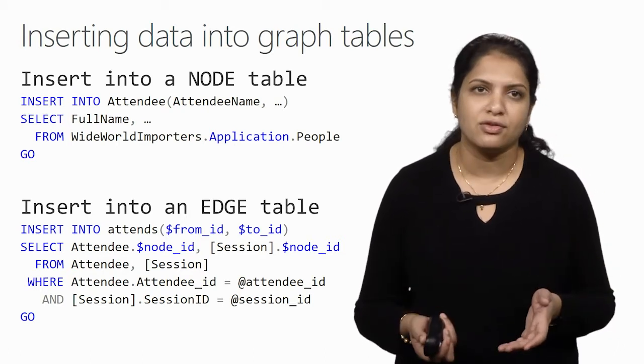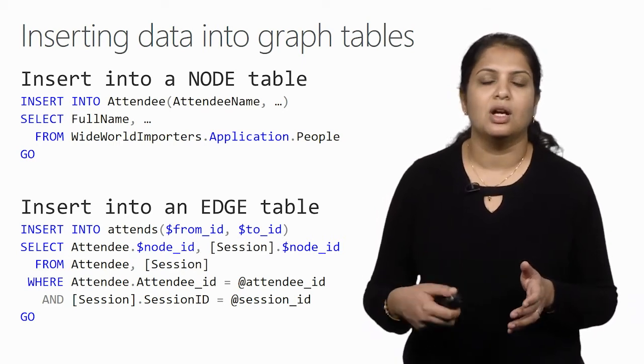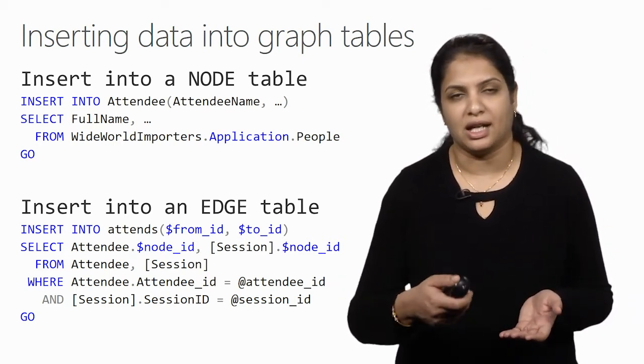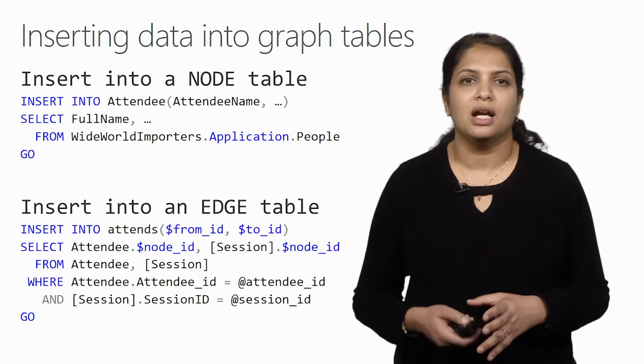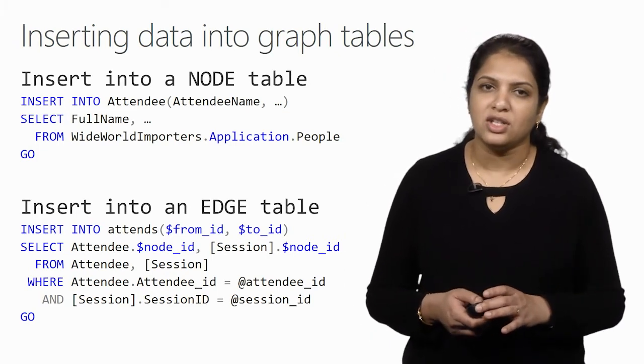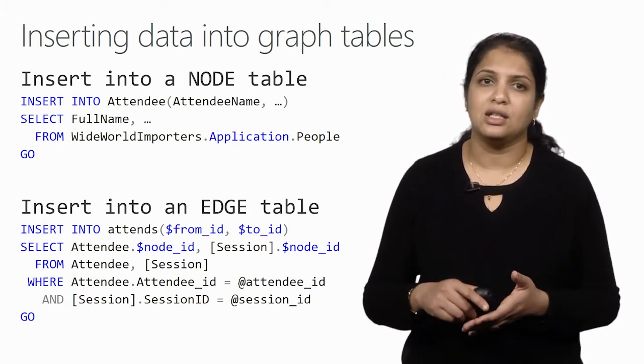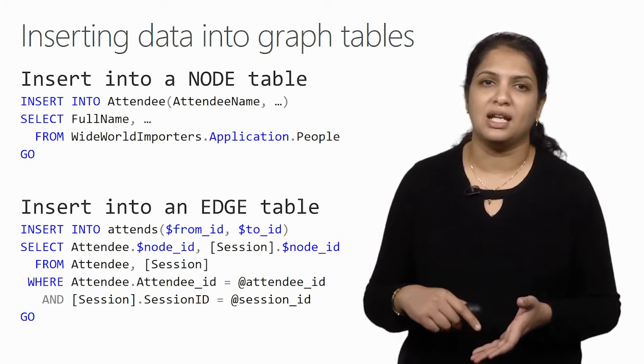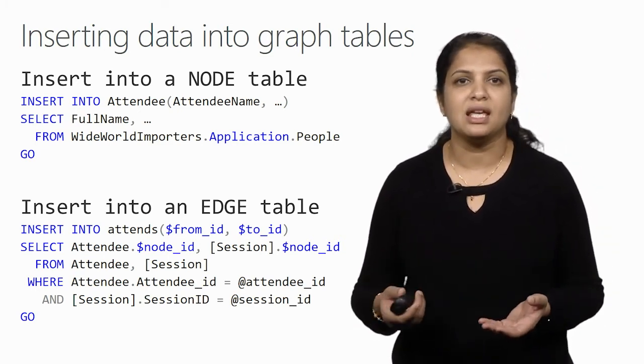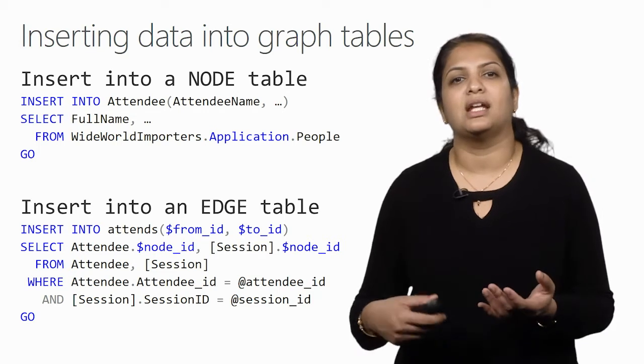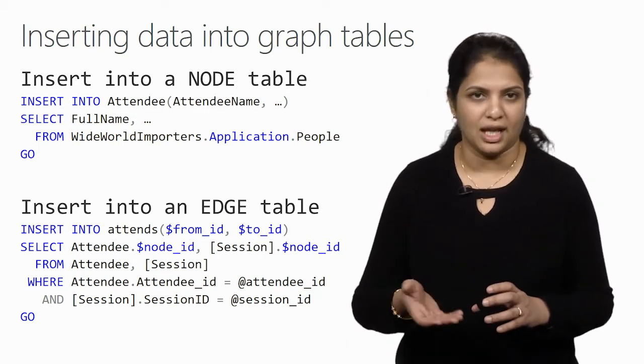And then you either select from an existing table, or you insert the values directly into these attributes. Inserting into an edge, you have to provide the $from_id and $to_id values, which are nothing but the node IDs of the nodes that you are connecting to each other using this edge, right?